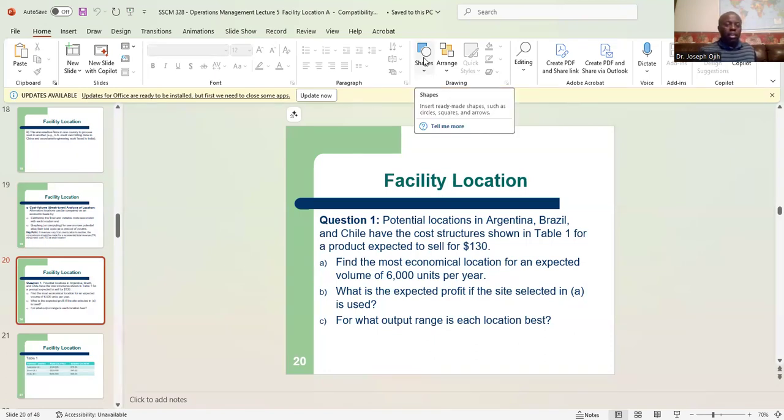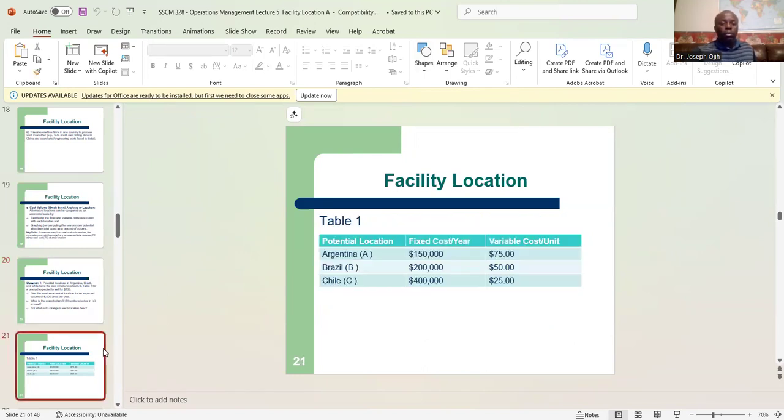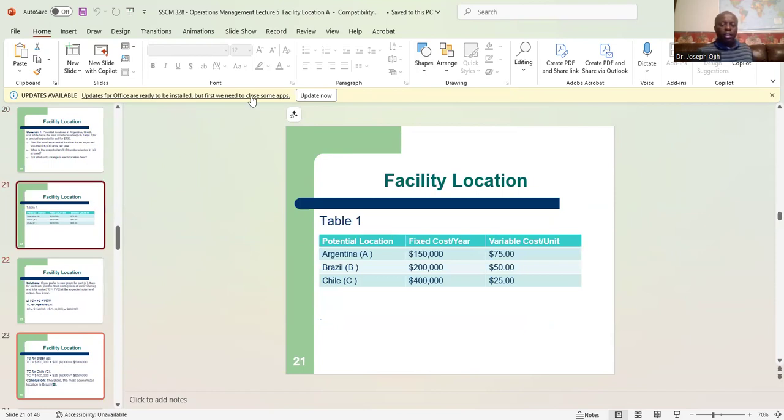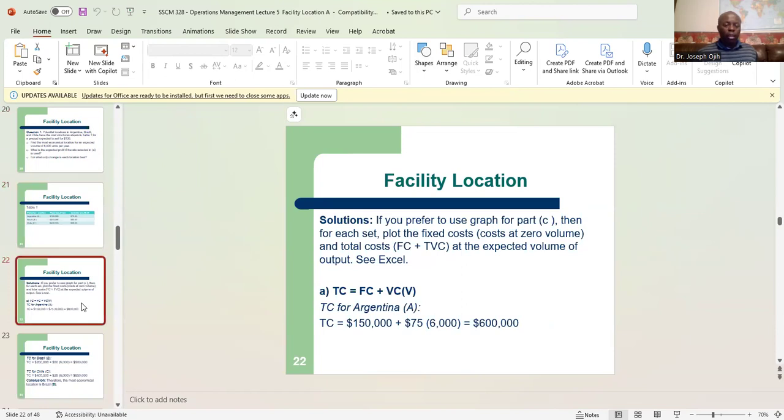So now let's answer the first question, which is find the most economical location for the expected volume of 6,000 units. To do that, we need to calculate our total cost. We are given the fixed cost, as a matter of fact. You can see it right here. This is the fixed cost, and this is the variable cost. So we need to get the total cost for the 3 countries, and this is the formula we will use. After that, we can compare the total cost for the 3 locations.